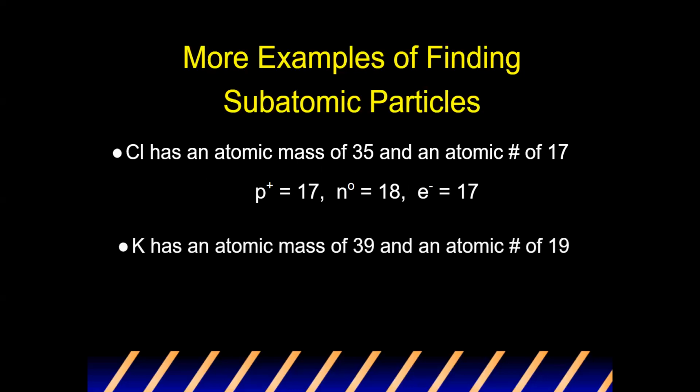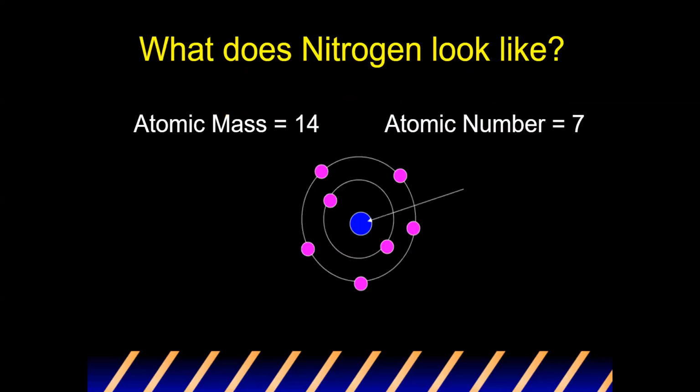Potassium has an atomic mass of 39 and an atomic number of 19. So how many protons, neutrons, and electrons are in this element? Again, protons are 19 because that's the atomic number and it's neutral. So you know that 19 is the number of electrons. 39 minus the 19 equals 20 neutrons.